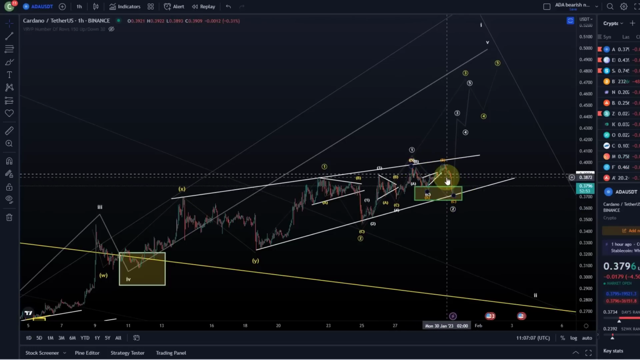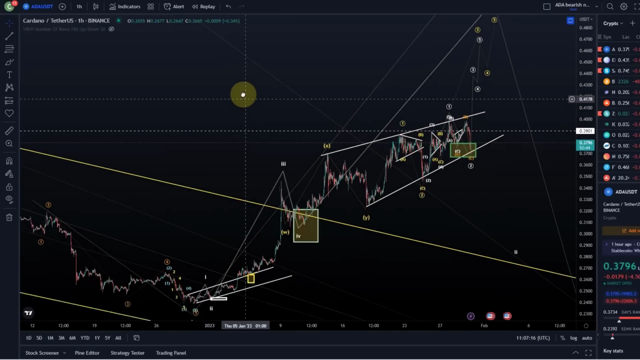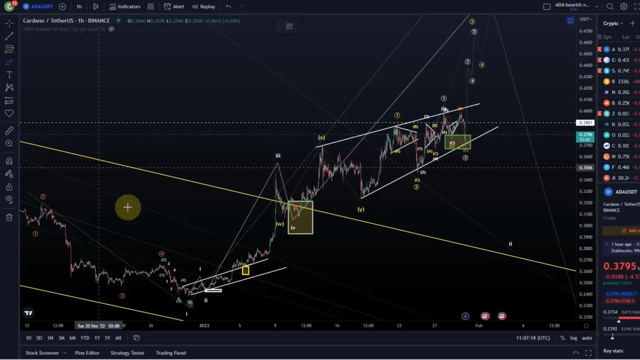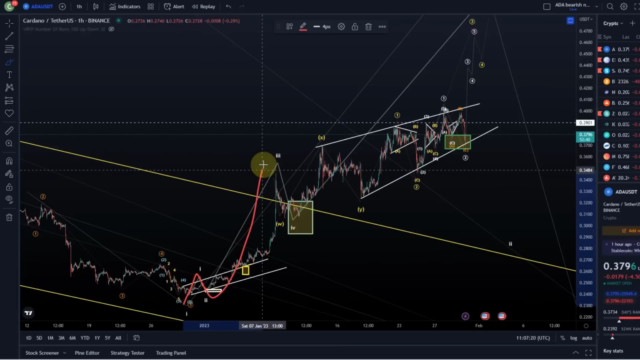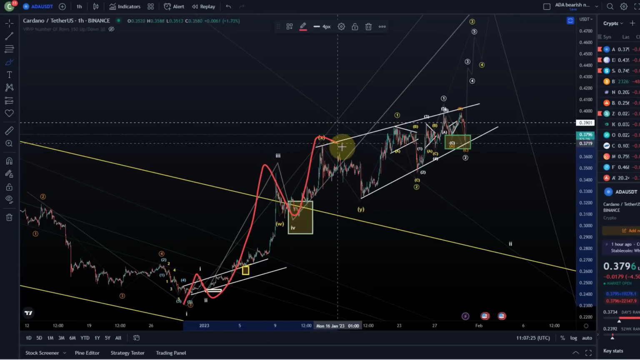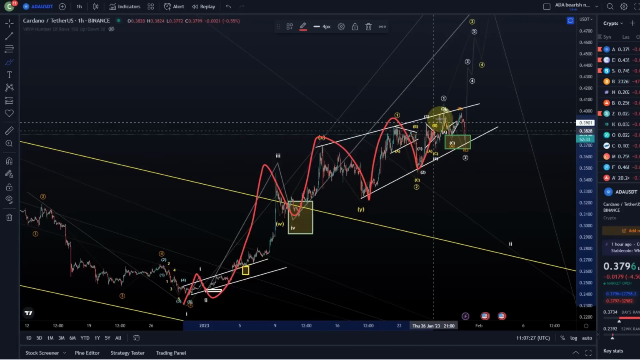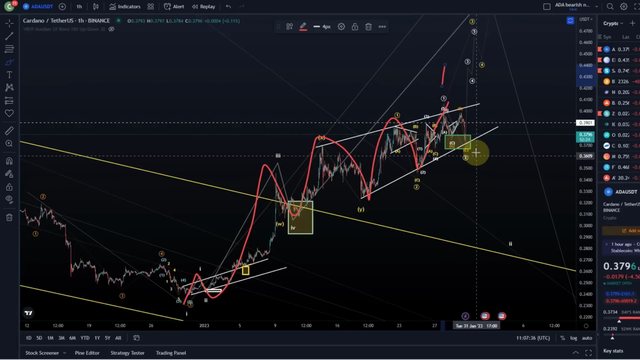However, is it really a C wave within a 1-2 setup, which would lead to another wave 3, 4, 5? Or is it something different? What could it be? That is the other count that we talked about: 1, 2, 3, 4, and then an ending diagonal to the upside in a 1, 2, 3, 4, 5. And possibly with that latest high, we have completed the larger wave 1.